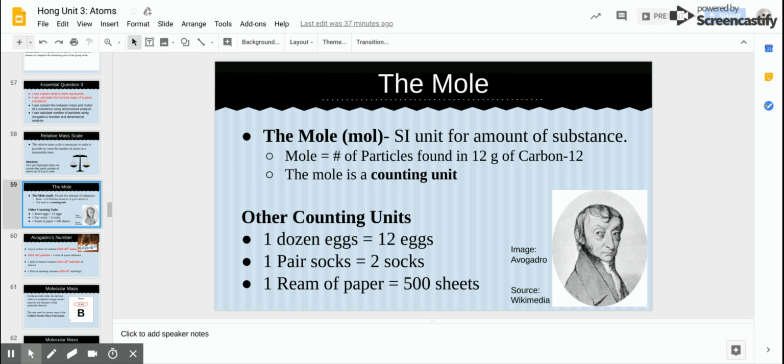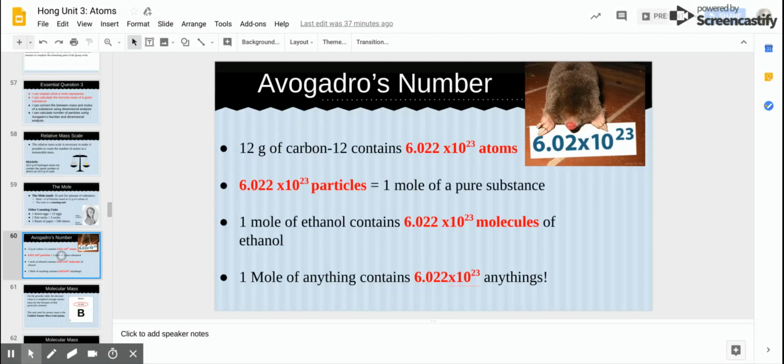It looks at how many particles are there within 12 grams of carbon 12. They focused a lot of their discovery around the structure of the carbon 12 atom. And so Avogadro's number, like the vocab word that you have hopefully already looked up, you'll notice that you have hopefully seen this number, 6.022 times 10 to the 23rd.